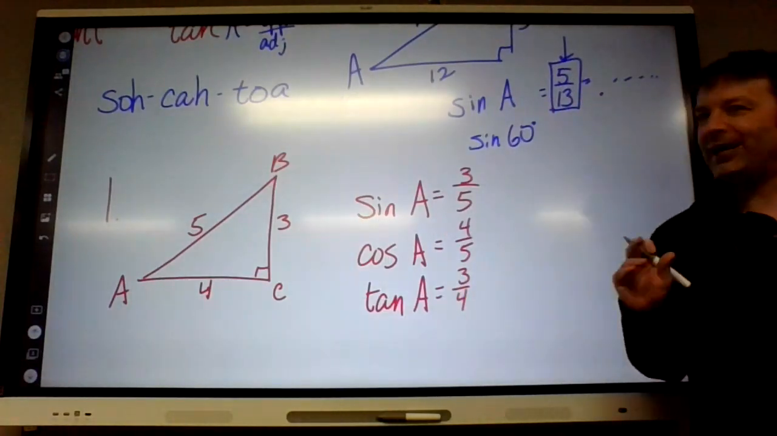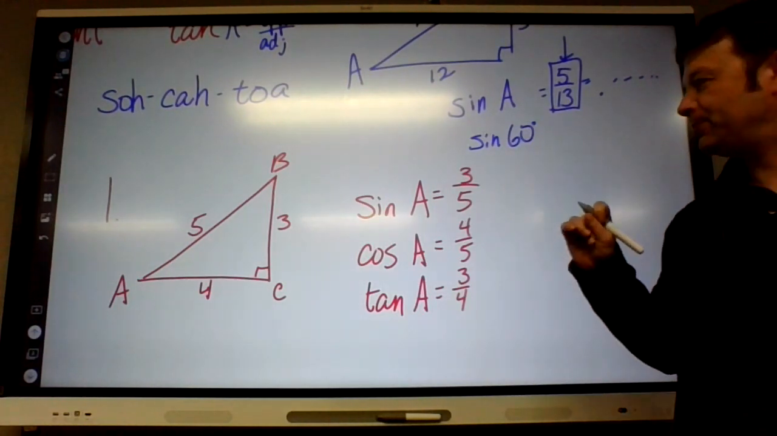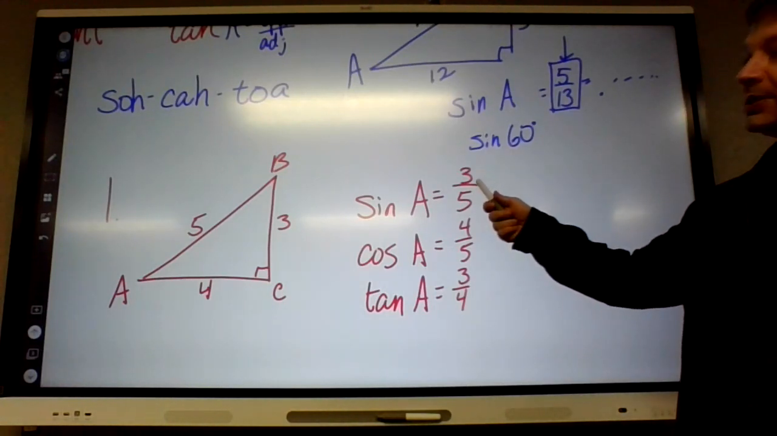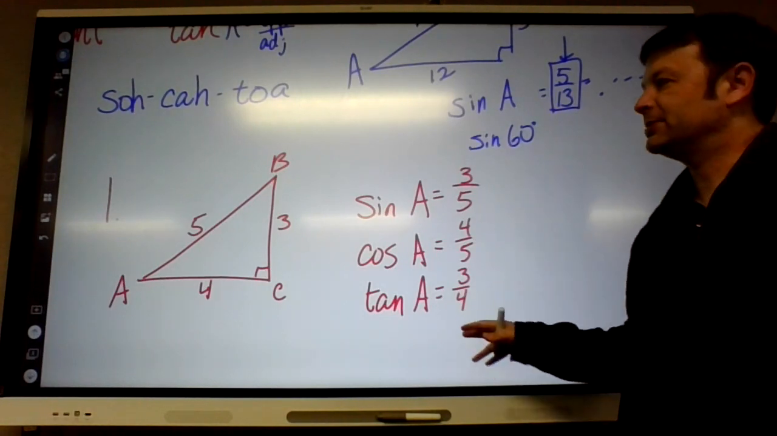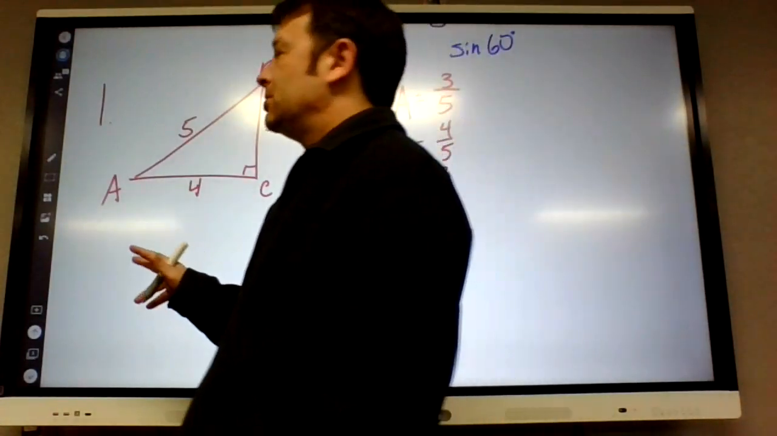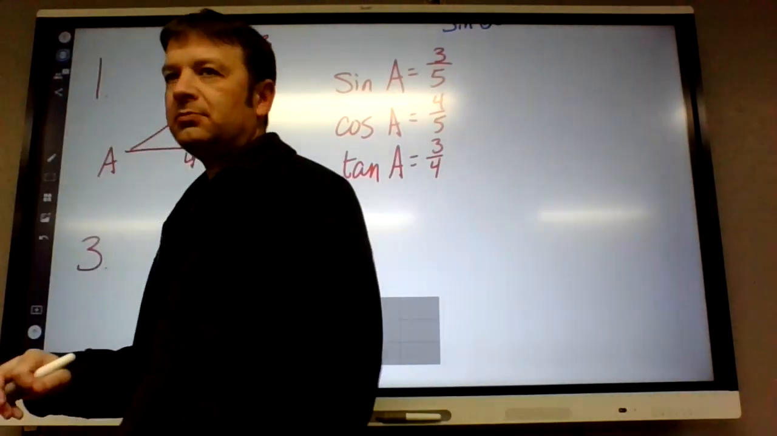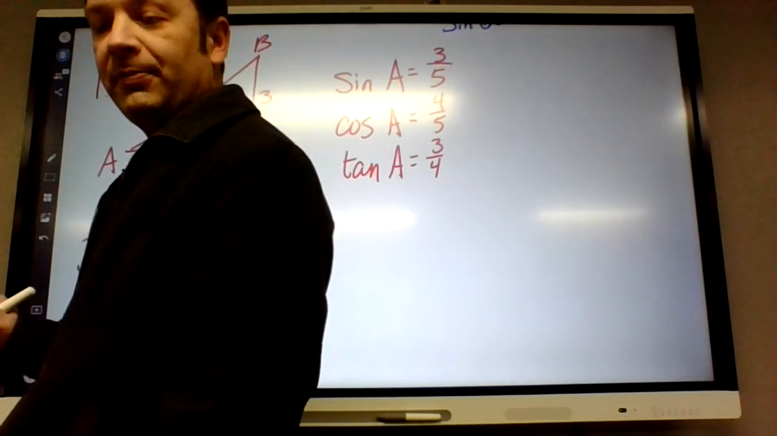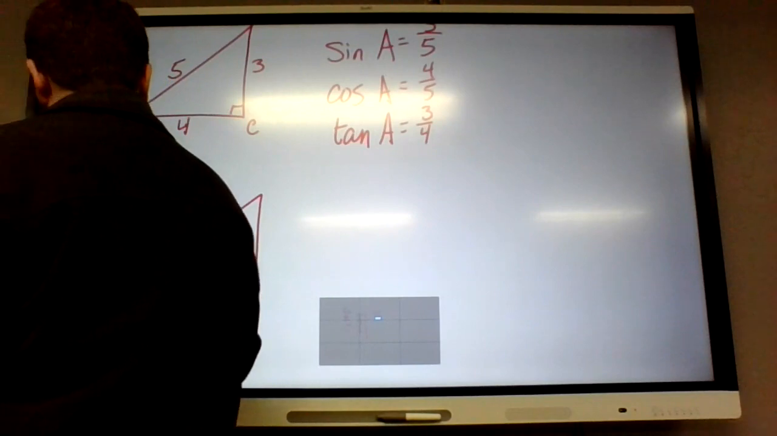So if we actually knew the angle, whatever A is, like 50 degrees, and we plugged it in, the calculator wouldn't spit out 3/5, it would spit out 0.6. It wouldn't spit out 4/5, it would spit out 0.8. What does the HY mean? Later on we'll have to use the calculator. We'll get to that. Hypotenuse. Okay, while I'm setting up number 3, you guys might try number 2.